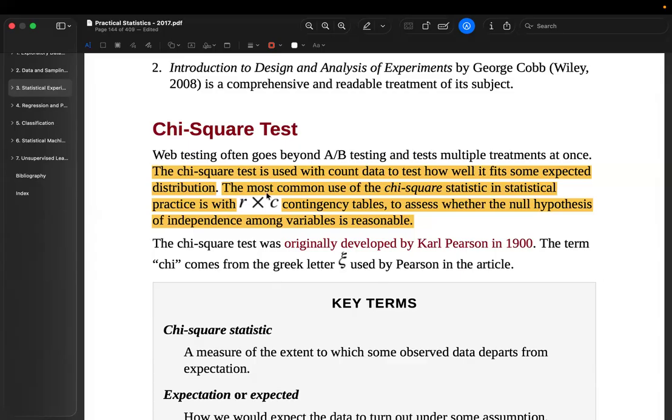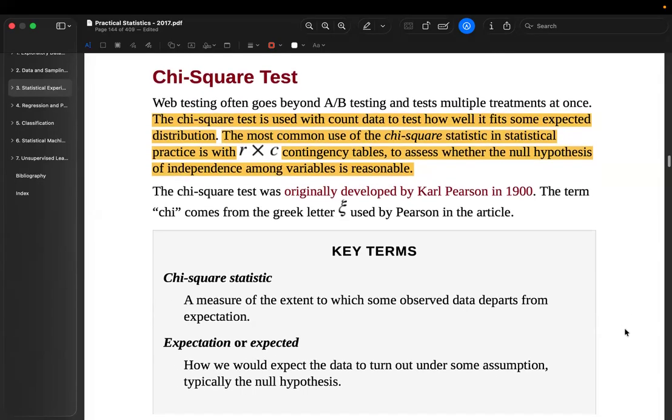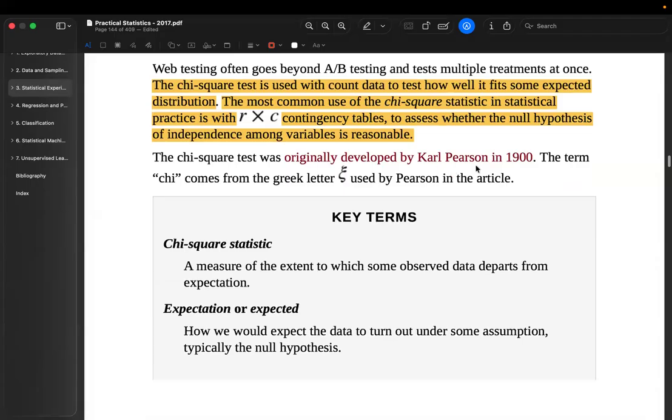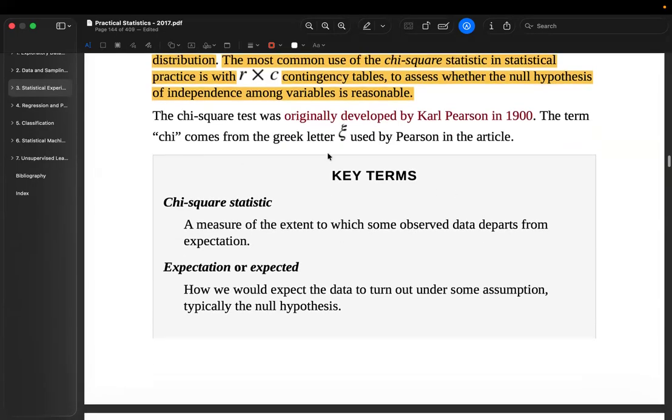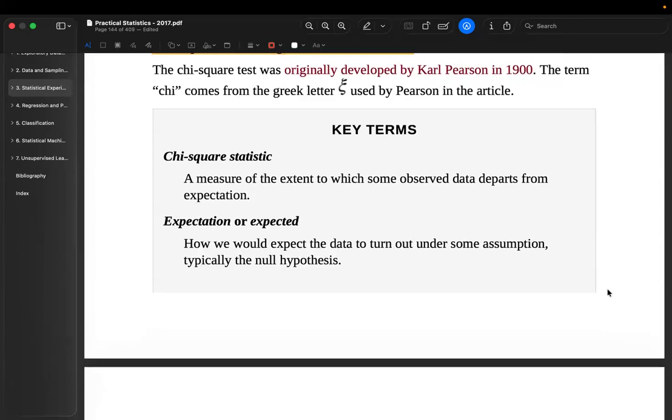So again, what is the chi-square test used for? It's used with count data, and we test how well it fits some expected distribution. It was originally developed by Karl Pearson, and this Greek letter is chi. There's something called the chi-square statistic, just like the t statistic and F statistic. It is a measure of the extent to which some observed data departs from expectation.